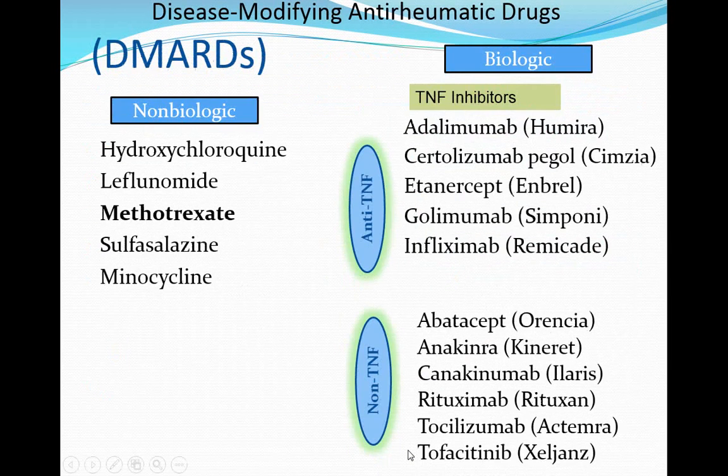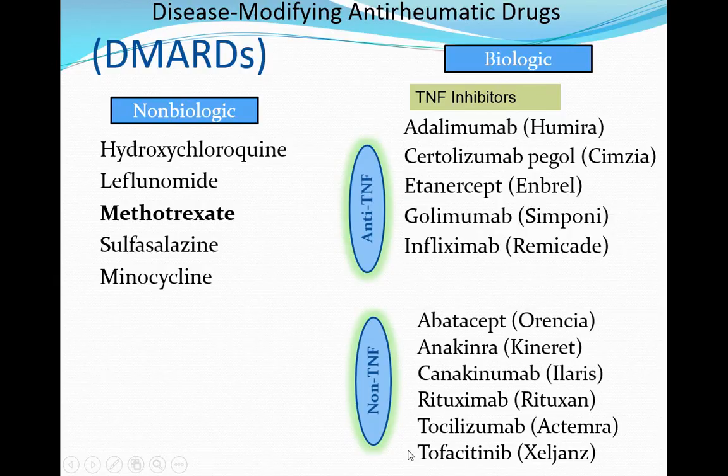And here you'll see listed the DMARDs. Our non-biologics are over here on the left. The drug of choice is methotrexate. But any of these agents are used. Methotrexate is the primary drug of choice. It's used in a much different dose. It's used once weekly. And all of them have toxicities, but this is the drug that we primarily use.